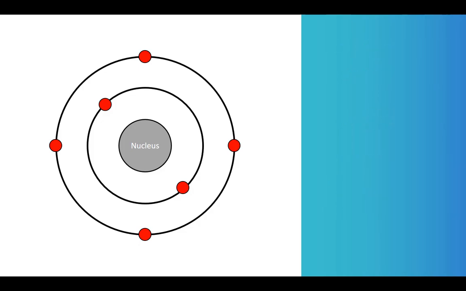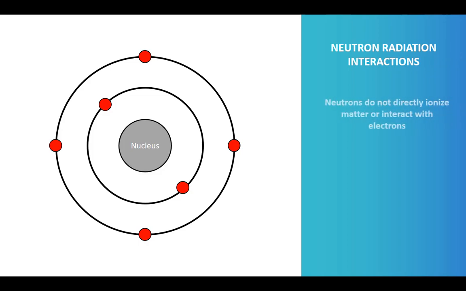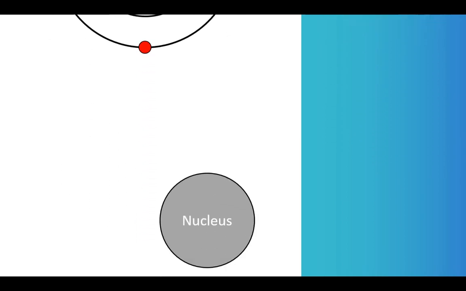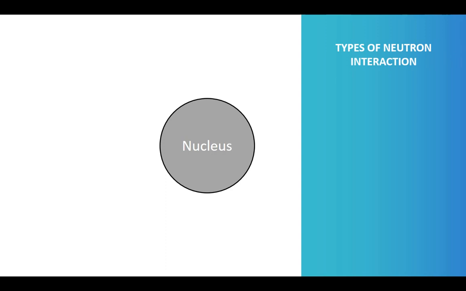Now let's talk about neutron radiation. This is a bit different because neutrons don't directly ionize matter or interact with electrons. Instead, neutrons interact with the nucleus. There are two kinds of neutron interactions. The first kind of interaction is called a scatter. The neutron scatters off the nucleus, giving it some kinetic energy and sometimes causing it to emit a gamma ray. This kind of interaction can cause ionization, but it's not certain.